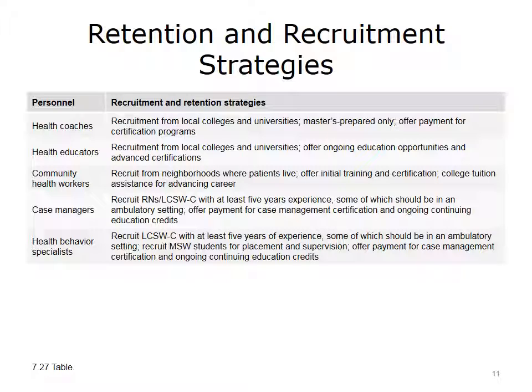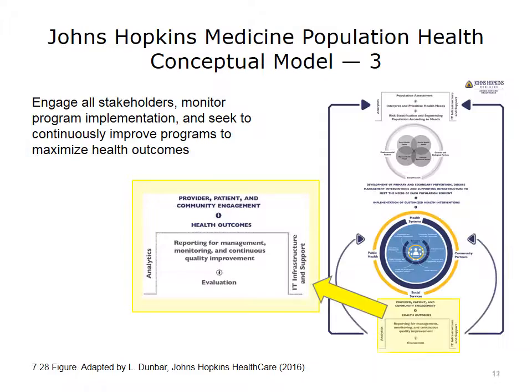It's very important that the interdisciplinary team have a bond and have some degree of a collaborative working relationship. So we've spent a great deal of time in our health systems, community, social services, and public health interventions parts of our conceptual model. And now we move to the very end of our conceptual model, to where we are engaging stakeholders, monitoring program implementation, and seeking to continuously improve programs to maximize health outcomes.